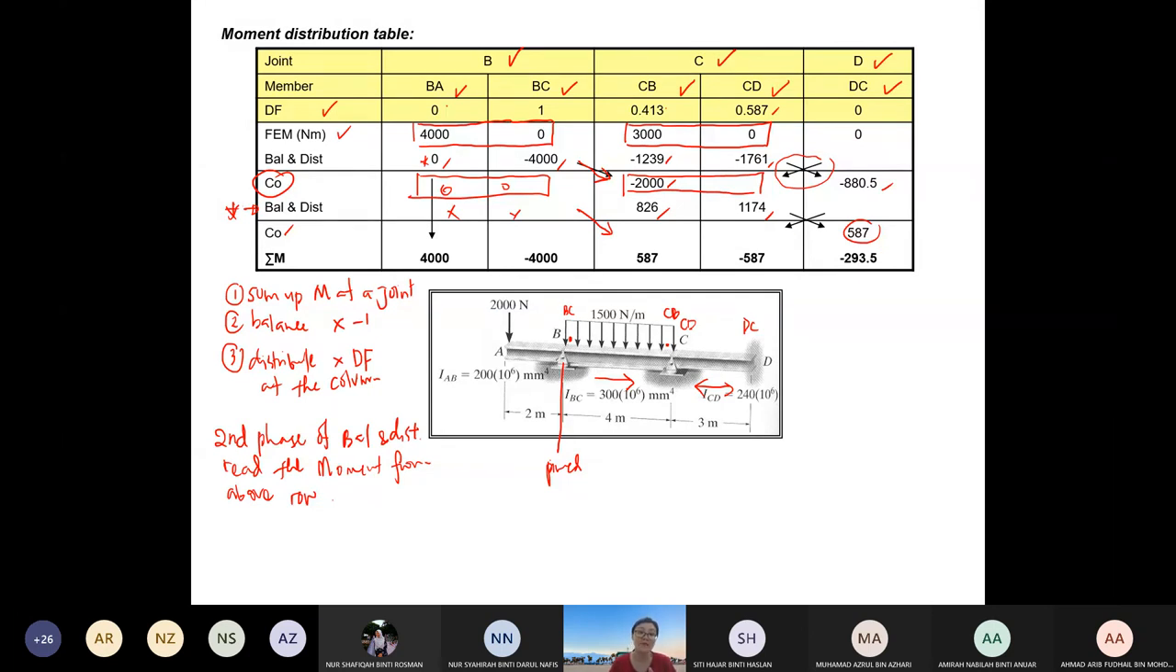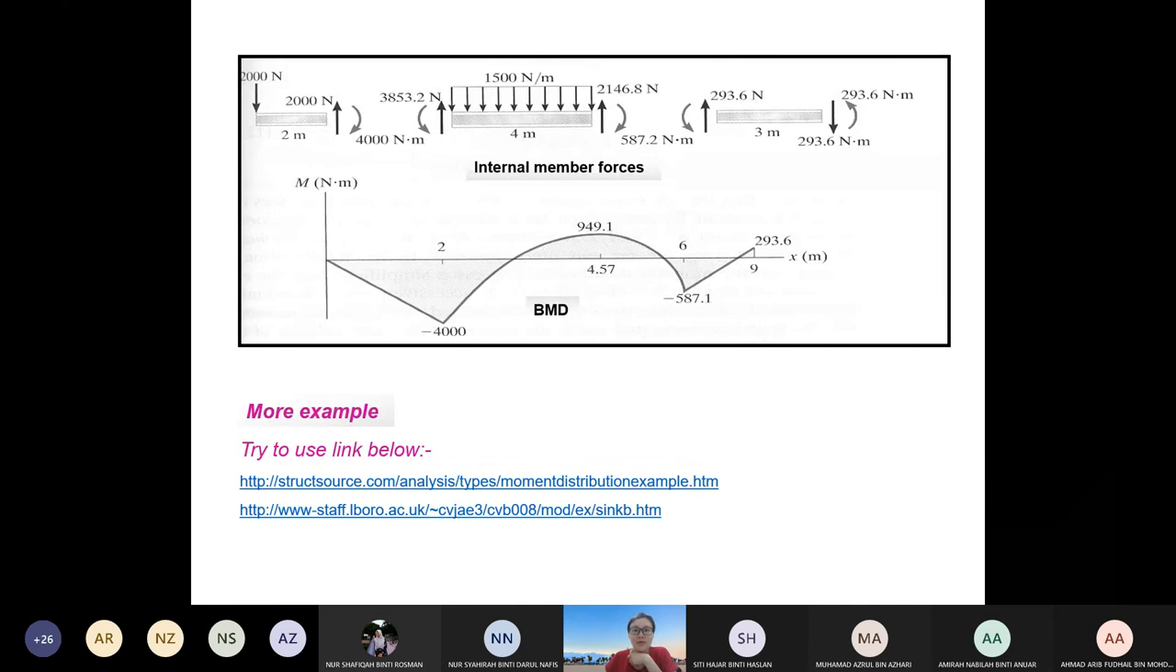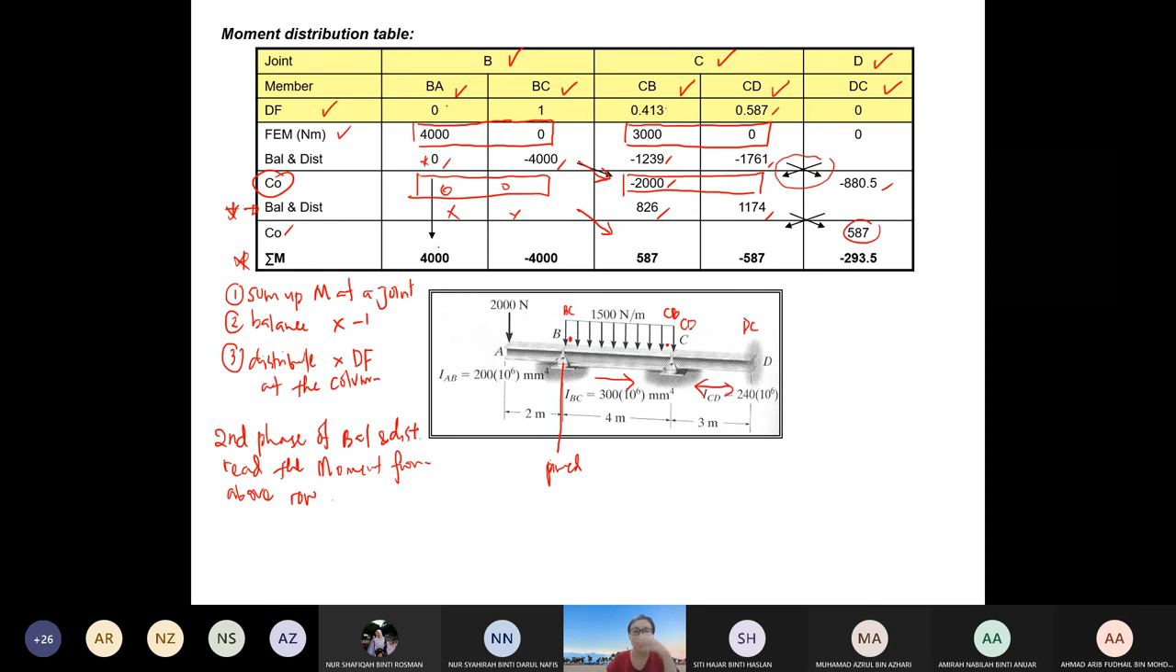Then you can sum up the values from the initial moment, which is the fixed end moment, up to the end of the rows. Then you get this as your final moments. Then you can continue, if you are asked to determine the internal forces or the support reactions or draw the bending moment diagram, that will be the subsequent work. But the moment distribution method steps are up to this, the moment distribution table. Okay, class, do you have any question for me?